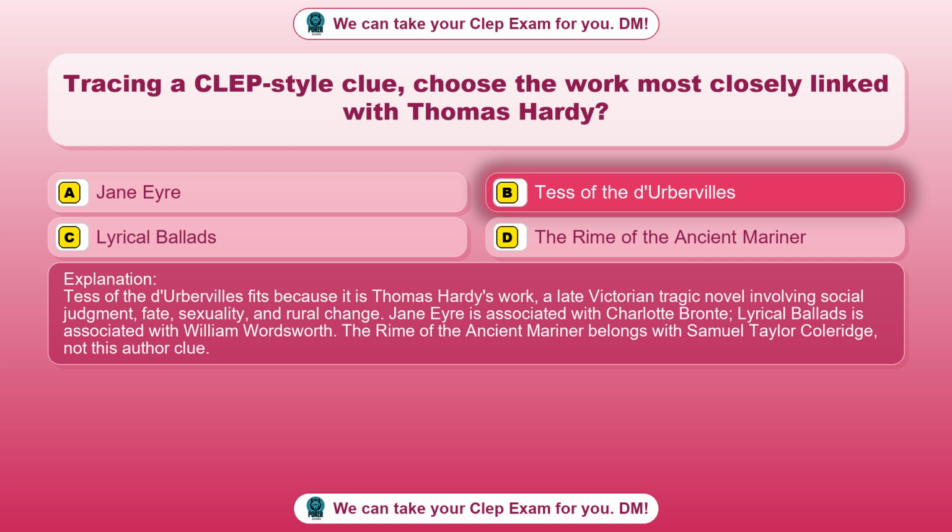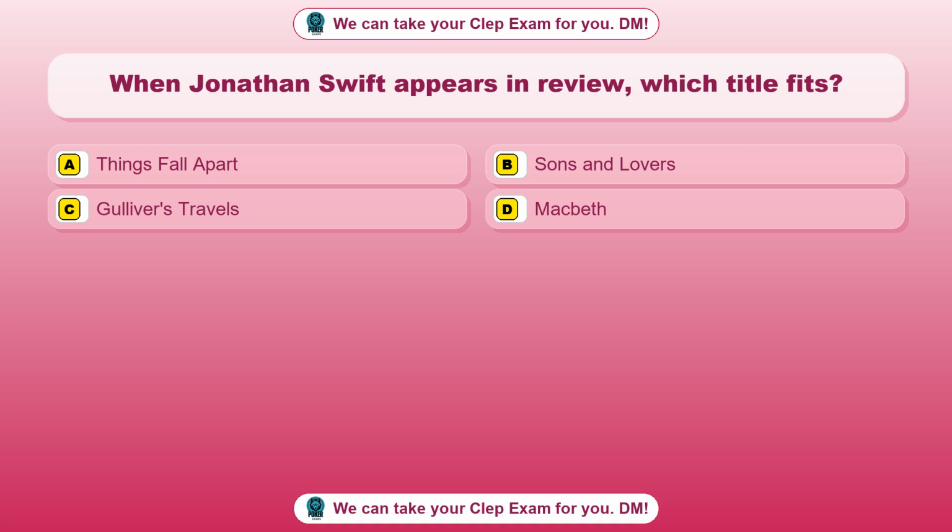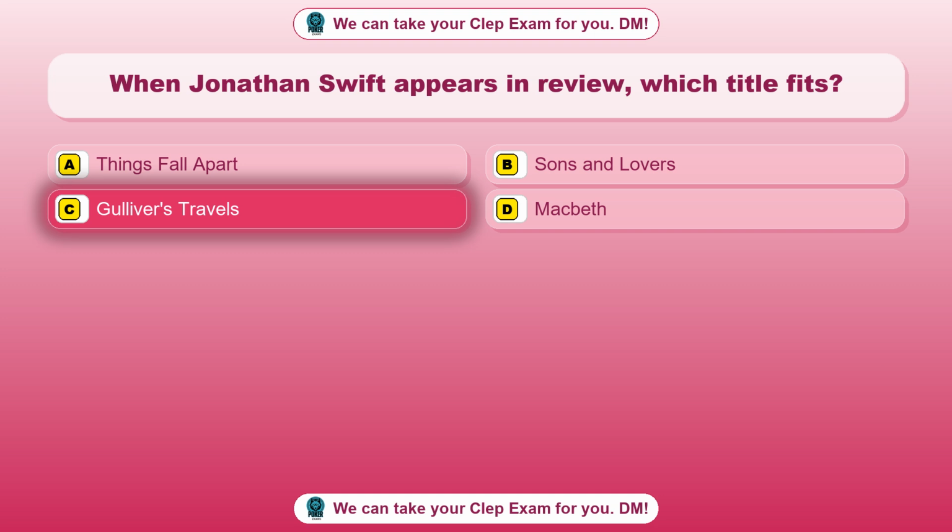Jane Eyre is associated with Charlotte Bronte. Lyrical Ballads is associated with William Wordsworth. The Rime of the Ancient Mariner belongs with Samuel Taylor Coleridge, not this author clue. Question 60. When Jonathan Swift appears in review, which title fits? Option A. Things Fall Apart. Option B. Sons and Lovers. Option C. Gulliver's Travels. Option D. Macbeth. The correct answer is option C.